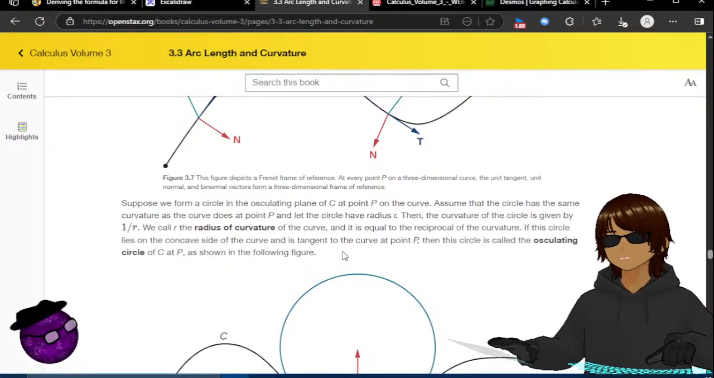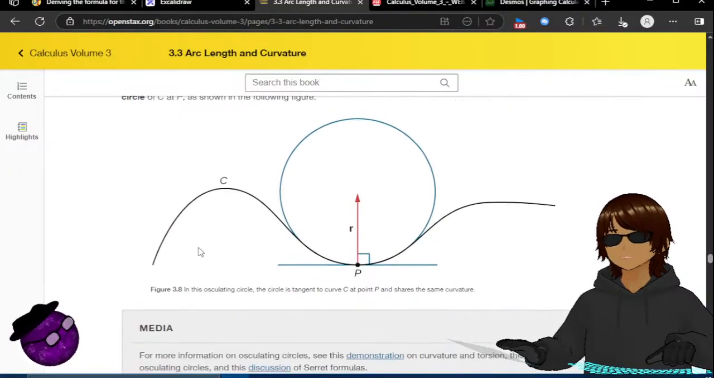If the circle lies on the concave side of the curve and is tangent to the curve at point P, then this circle is called the osculating circle of C at P, as shown in the following figure.